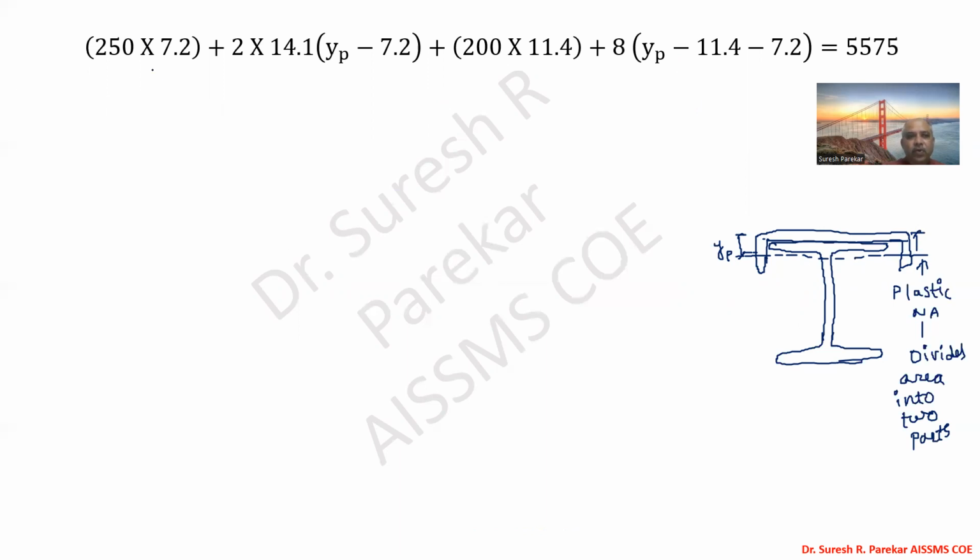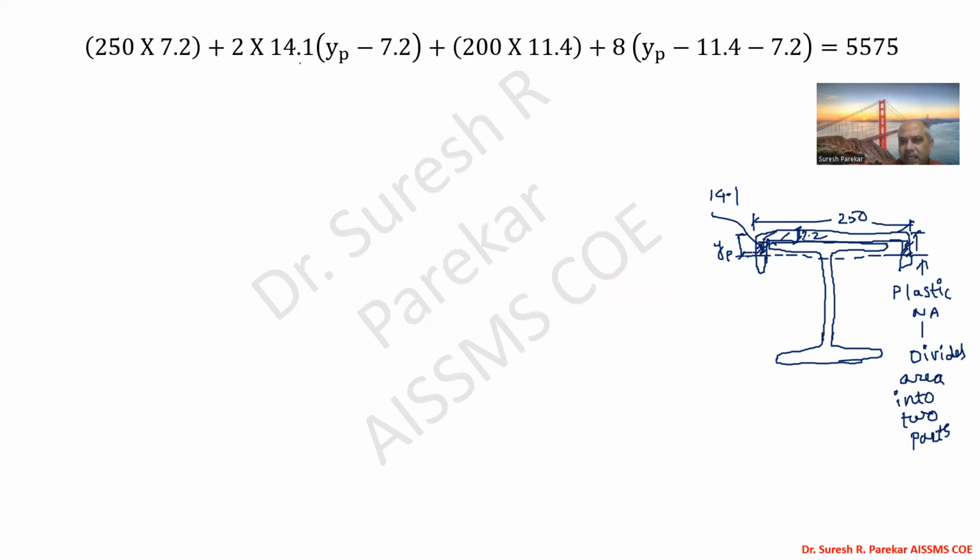Now you can see we have 250 into 7.2. So this will be depth of channel which is 250, and 7.2 is thickness of web, plus 2 into 14.1. So we have thickness of this as 14.1, and 2 we have on both sides. This is 1, this is second. YP minus 7.2. So this is YP, and we have to subtract this 7.2, means we are going to consider this area.